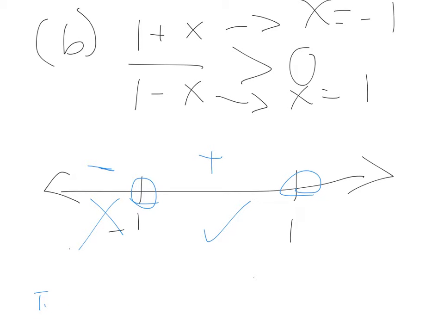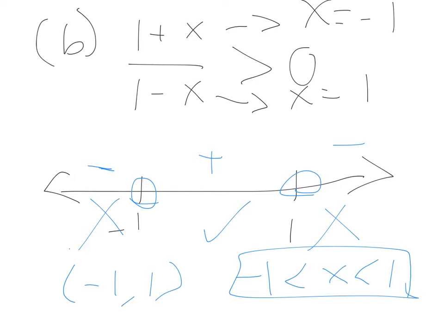Pick a number greater than 1, say 2, and plug it in for x. 1 plus 2 all over 1 minus 2. That'd be 3 over negative 1, which is less than 0. We don't want that. So the only interval that works would be from negative 1 to positive 1. We can write that in interval notation. Or you could say all the values such that negative 1 is less than x, and x is less than positive 1. Either of these would work.